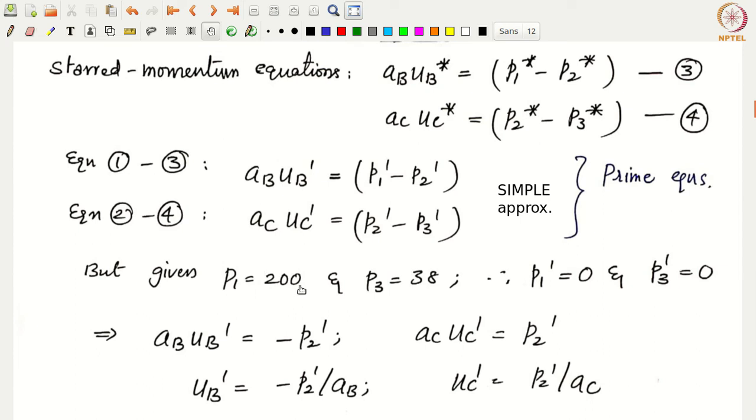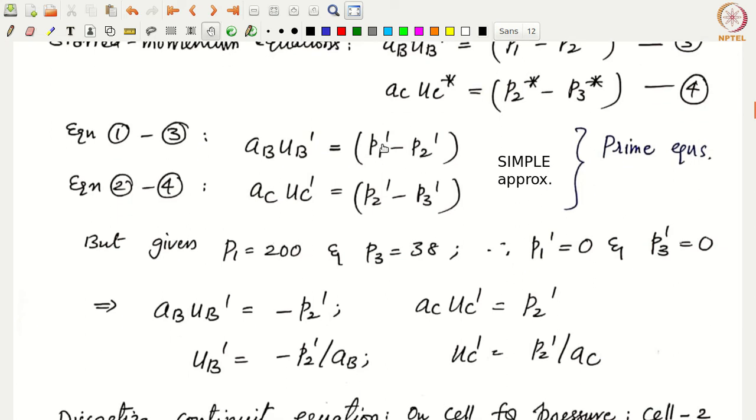But we were given what is the pressure at the locations 1 and 3. So P1 equals 200 and P3 equals 38. This is what is already given. That means because the pressure is given, what will be the pressure corrections at these locations? They should be 0. That means P1 prime equals 0 and P3 prime equals 0. All right. So those are 0.